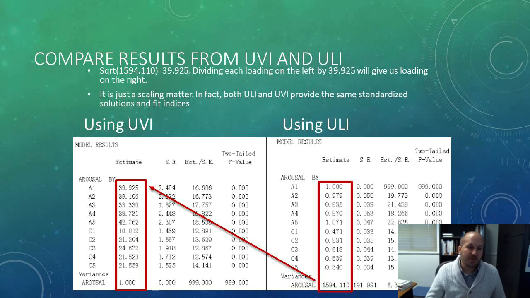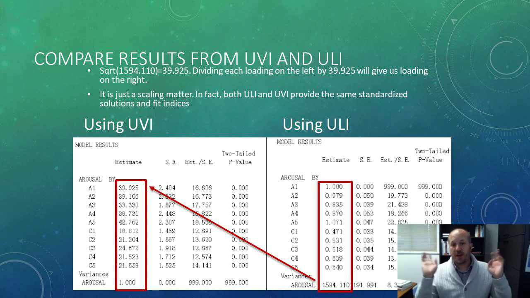So they're similar to each other. It's just a matter of scaling. They're going to give you the same standardized solutions and fit indices, so there's not going to be any difference in which scaling you do. But it's important for you to understand the two pieces. So if for any reason you got a reviewer that just said, do ULI, you can respond and say, well, it's equivalent to UVI, and ULI is the default in Mplus, so that's what we went with.